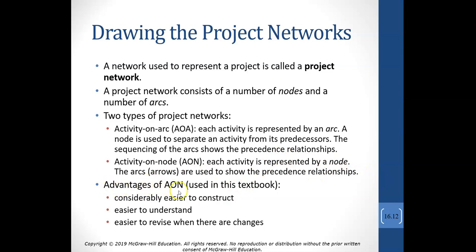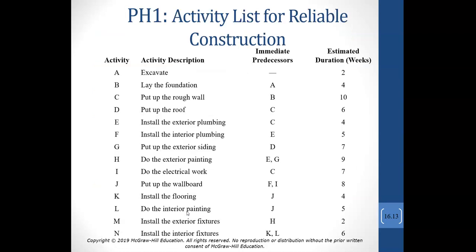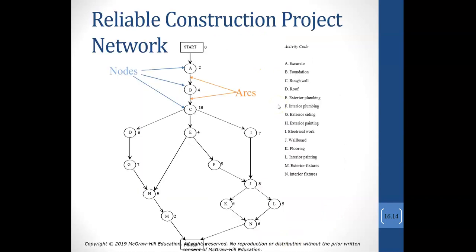The advantages of using the AON, or activity on the node, is it's a lot easier to construct and it's a whole lot easier to understand. And then it's also easier to use when we're revising for any changes, which happens quite often in project management. So again, here is our activity list, and the activities would be our nodes, and then the predecessors would be our arrows, essentially our flow chart.